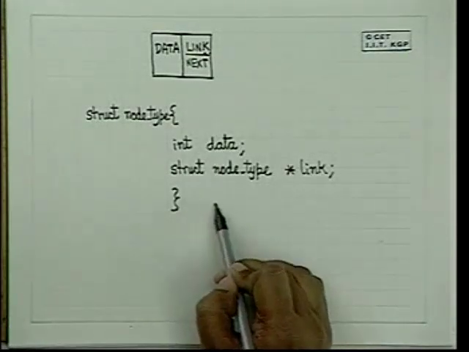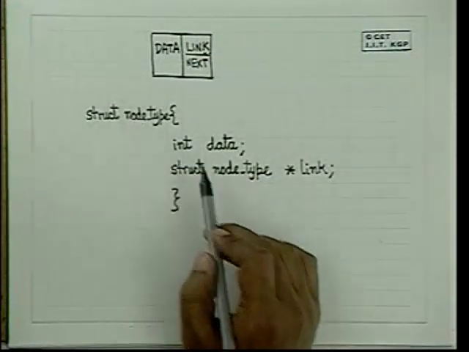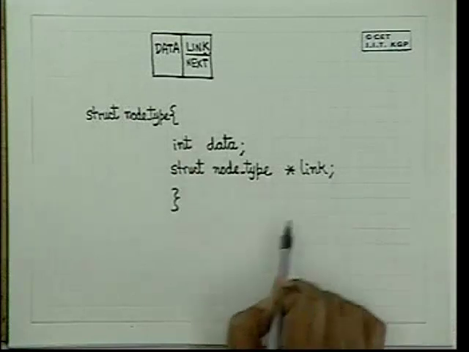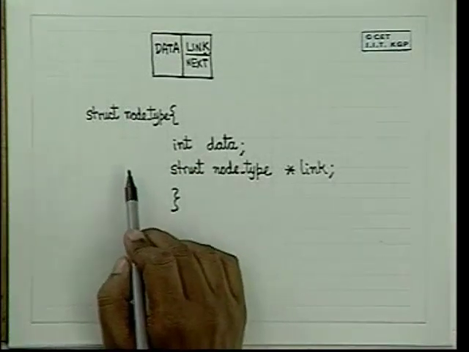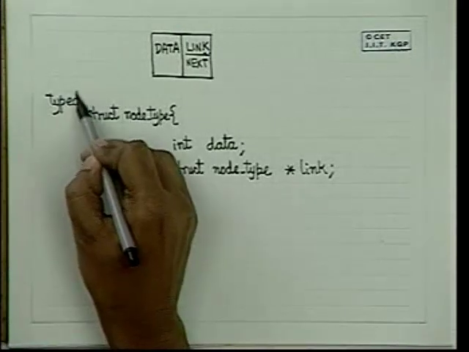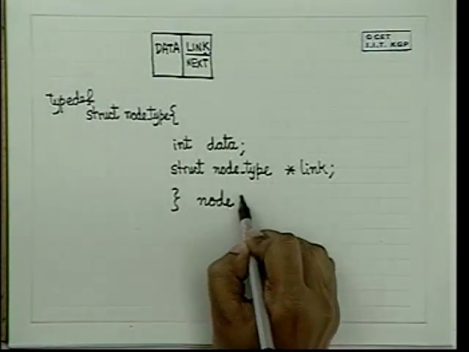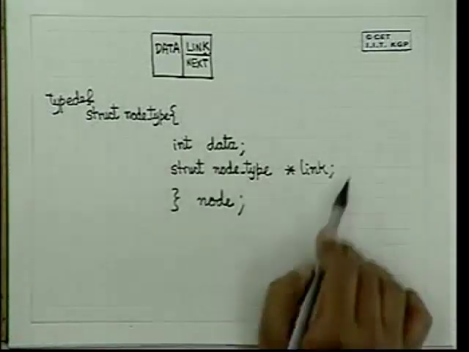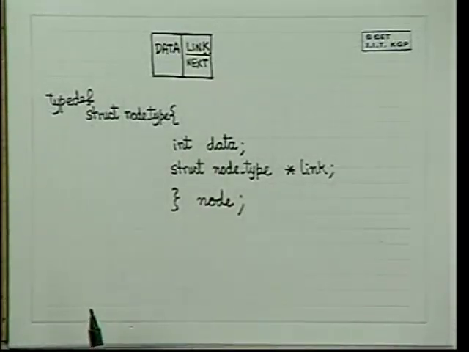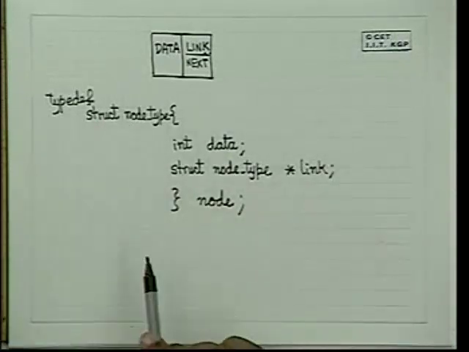And you can declare all your variables of this structure. Suppose you declare node will be of this structure. And if you want a type definition, then you can just put in a typedef and call this node. Then node will be a type declaration of this type. Alright. So this is the type declaration of this type.